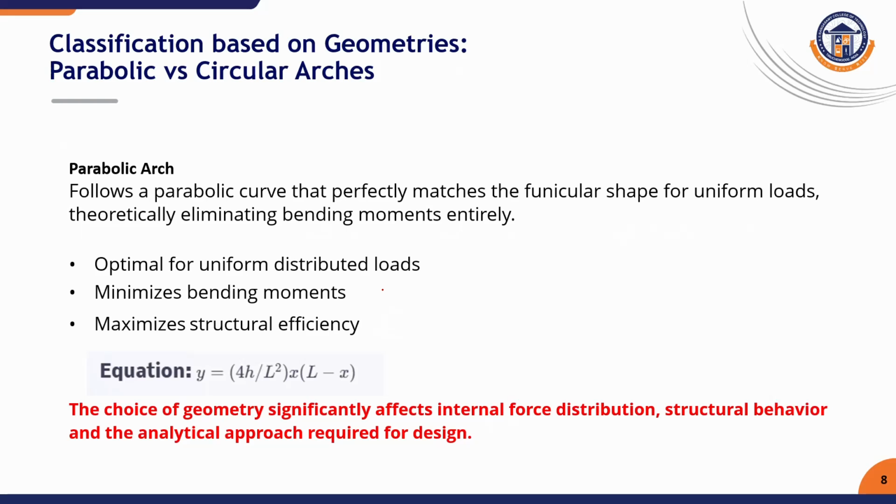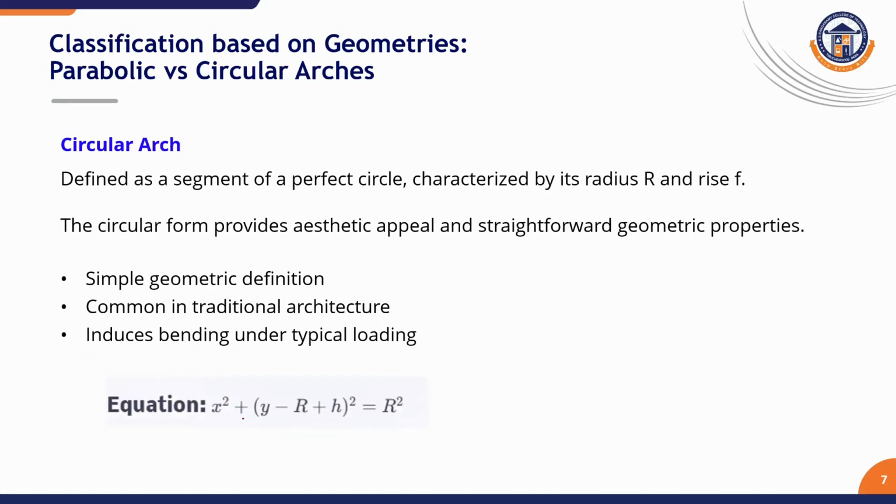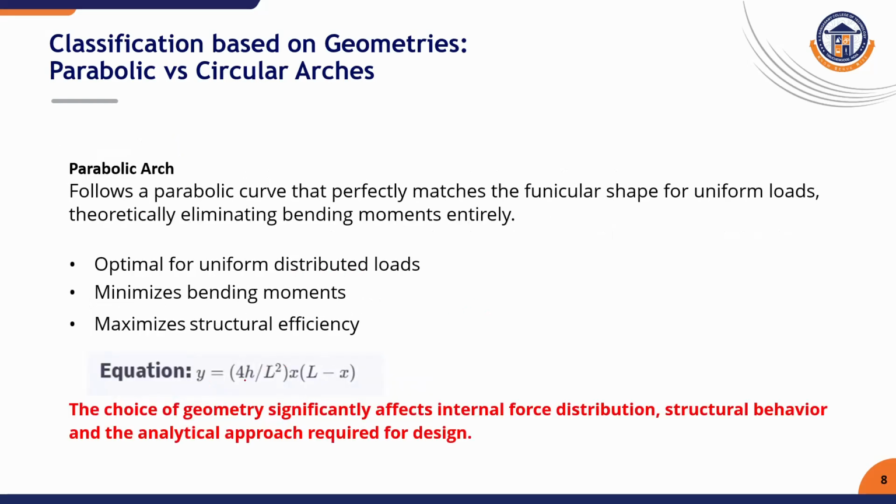So the equation for the circular arch is given as x squared plus (y minus (r plus h)) squared equals r squared. This is the equation which is used to find out the reactions and radius of the circular arch. This is the equation of the parabolic arch, that is y equals 4h over L squared into x into (L minus x). This is the equation for the parabolic arch. The choice of geometry significantly affects the internal force distribution, structural behavior, and the analytical approach required for the design.